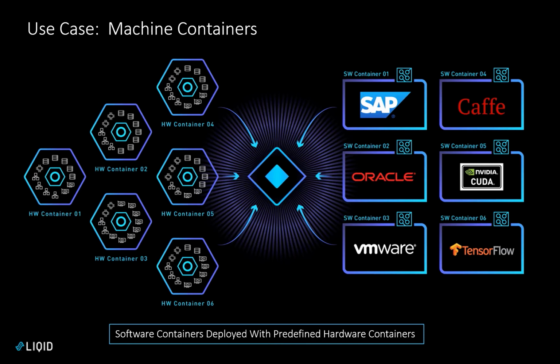I want X amount of NVMe storage. I want a Platinum Intel processor. I want 4 Mellanox NICs. And we can go predefine that template, that hardware container, that hardware profile, save it off, and then with one click, launch the physical machine, the physical container, and then with the next click, launch the software container that's best suited for that deployment. And so with disaggregation, with composability, we enable this next generation concept of physical hardware machine containers that are ideally suited for software containers.